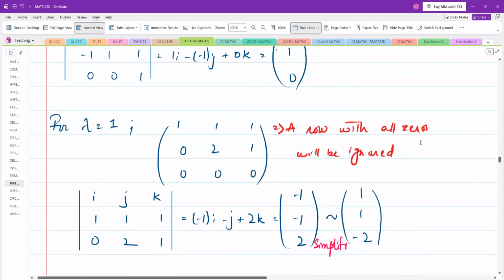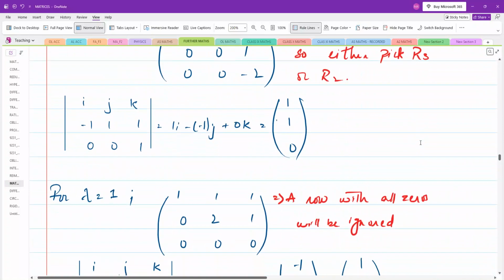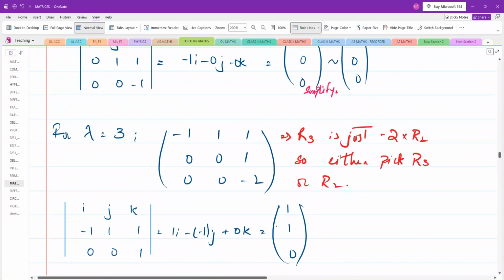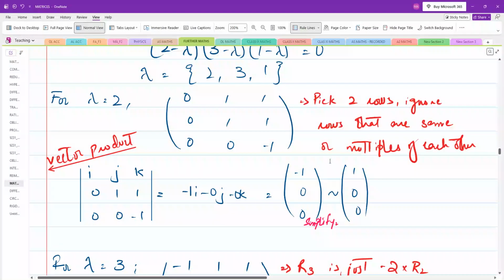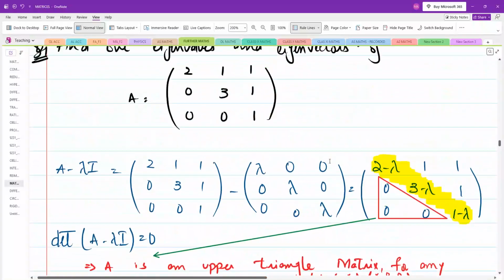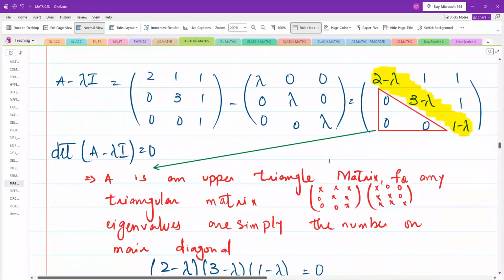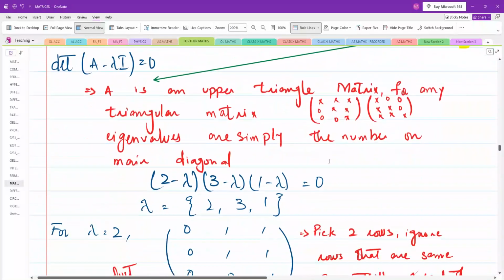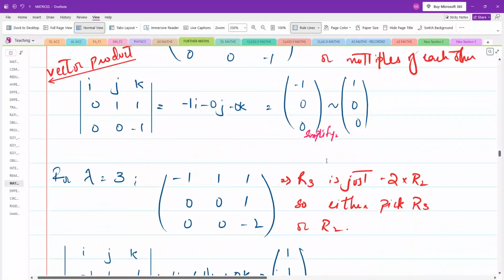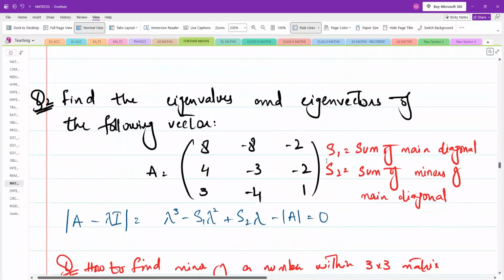Now, what we just learned was how to find number one, eigenvalues, and number two, eigenvectors. Okay, I'm going to move on. And we are provided with a new question.